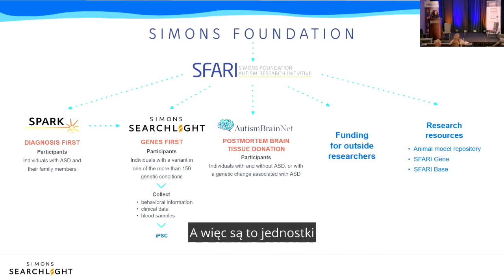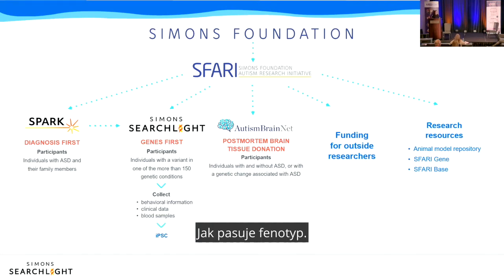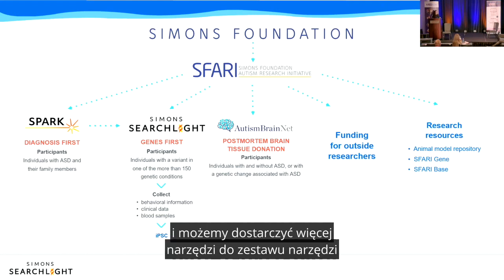And so these are individuals who have a genetic diagnosis first, and we're trying to go back and figure out how the phenotype matches up. Again, as I mentioned, we'll collect behavioral information over time, clinical data, and blood specimens, and we can provide more tools to the toolkit for studying this.